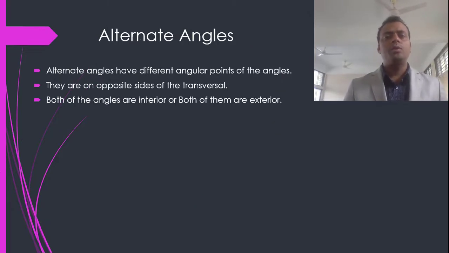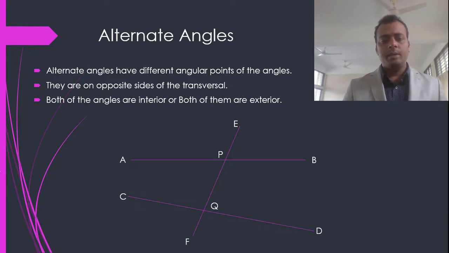Now we are going to learn about alternate angles. Alternate angles have different angular points. They are on the opposite sides of the transversal. Both of the angles are interior or both of them are exterior. Like you can see AB and CD are two straight lines. EF is the transversal, and EF intersected AB at point P and EF intersected CD at the point Q. Now we want to see which angles are alternate angles.